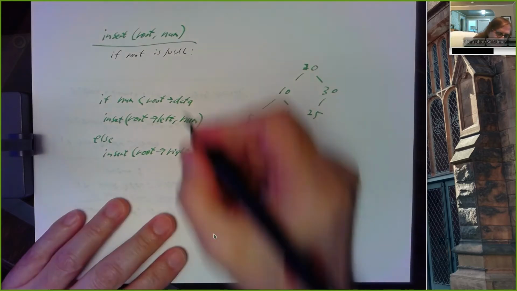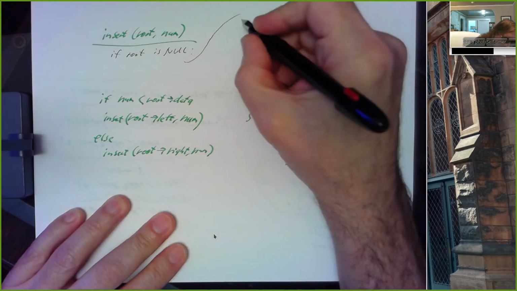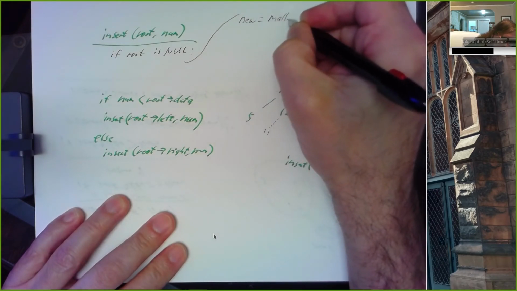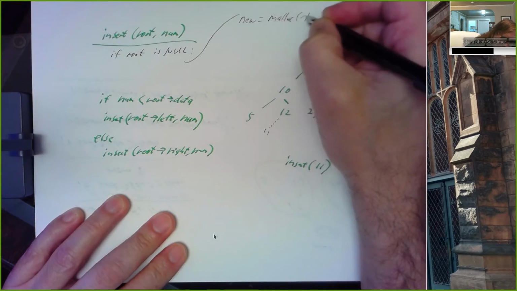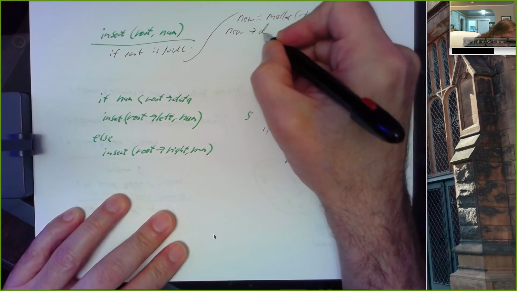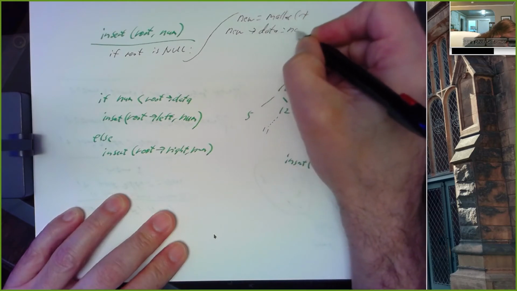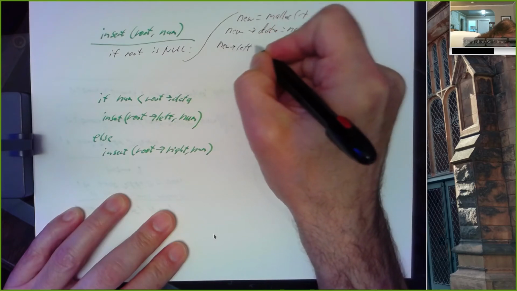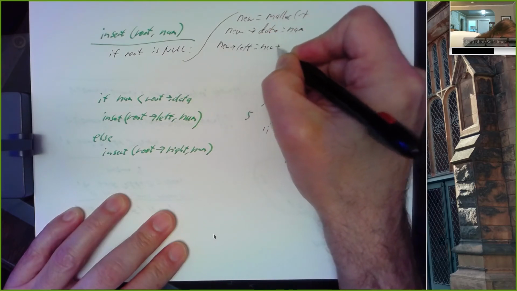So if the root is null, make a new node, so call malloc. Set the data equal to our number. Set the left and right children to be null.